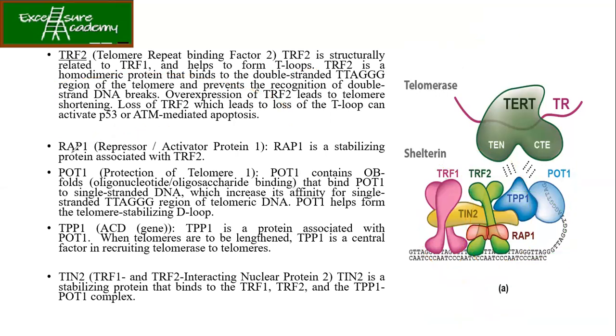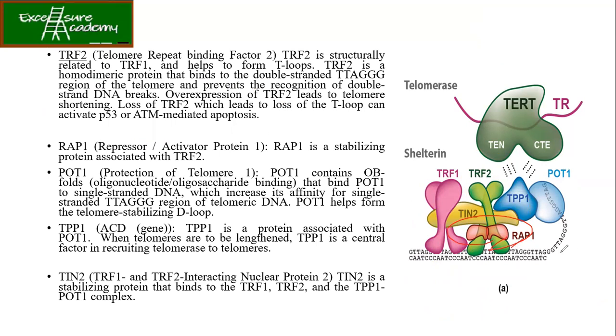Okay. Now then we have RAP1. It is a repressor or activator protein. It is a stabilizing protein, so you can see that it is a stabilizing protein of TRF2. Okay. Now one more thing is that, of course, whether it is repressed or activated depends on the situation, and it is going to respond accordingly, whether to become cancer or to remain a stem cell. So depending on the situation, it will be repressed or activated.